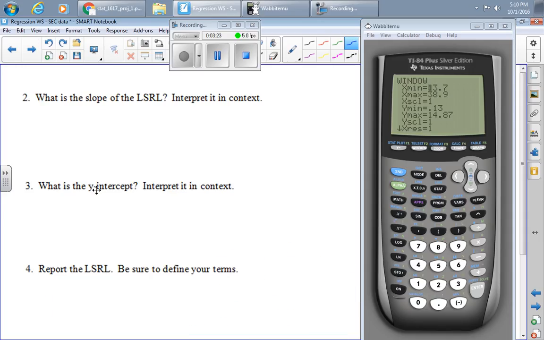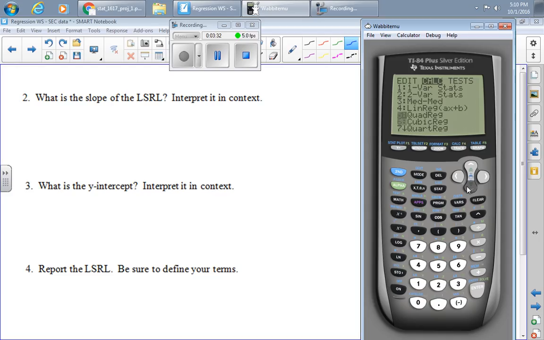Number 2 says find the slope, and 3 says find the y-intercept. So to do that, I'm going to press stat, calc, and I'm going to go down here to number 8. That's the one I choose to use. Stat calc number 8. And I set it up where my x list and y list are L1 and L2. And I'm going to store the regression equation into y1. So I press vars, yvars, function, y1. And now when I hit calculate, it calculates that information for me.